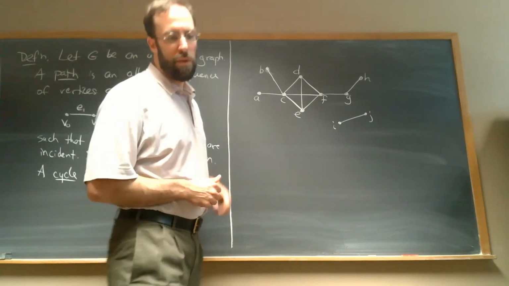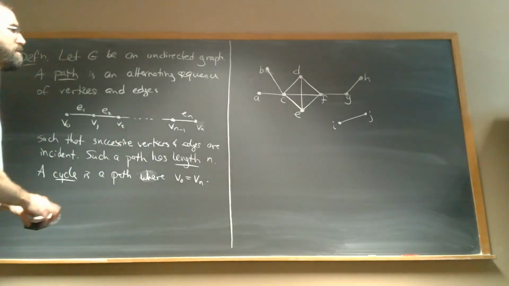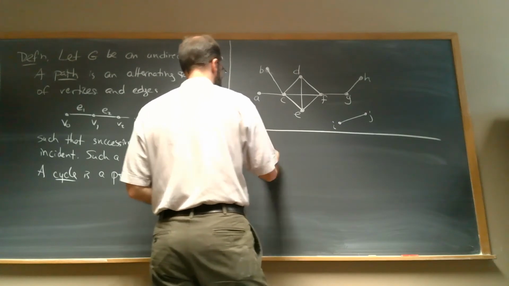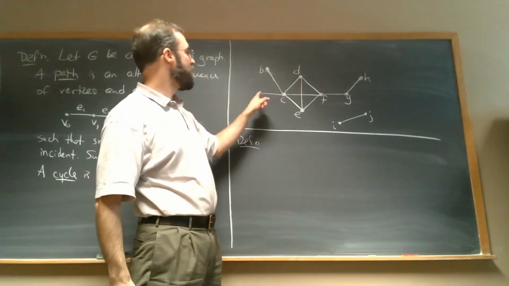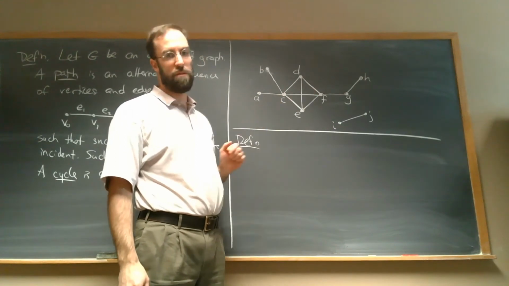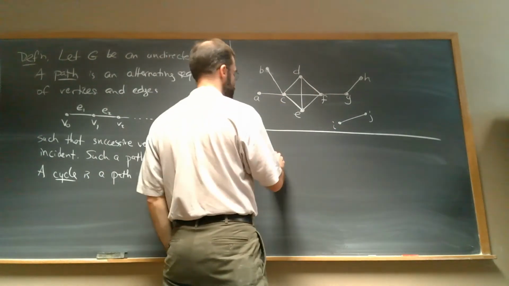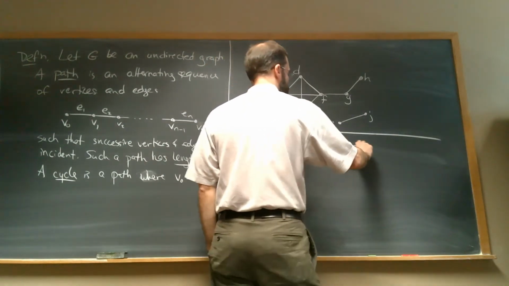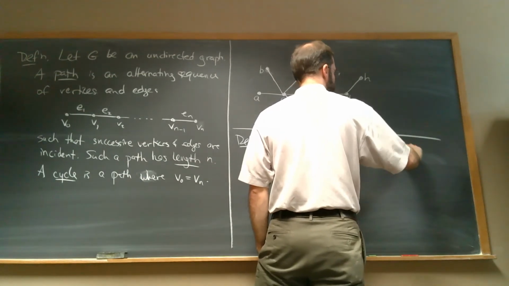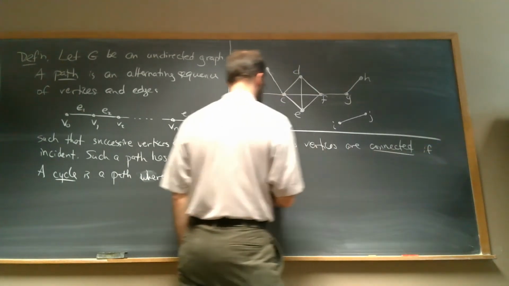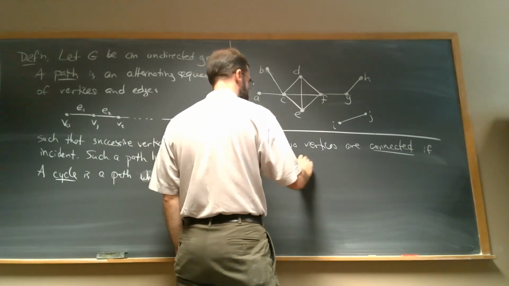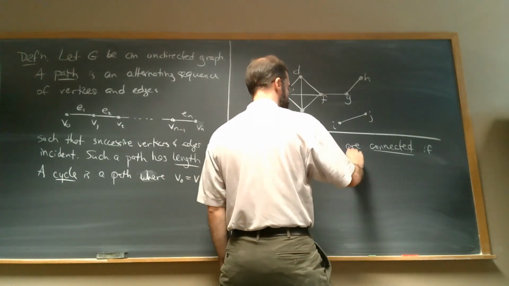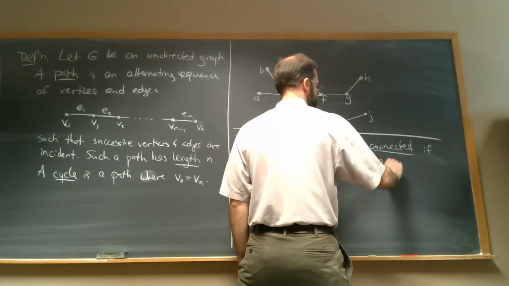Yep. So, a couple other definitions. We talked before about how we could get from B to H, but we couldn't get from I to F, for example. So, let's make that formal. Two vertices are connected if there is a path, let's say a path which has them as its endpoints.